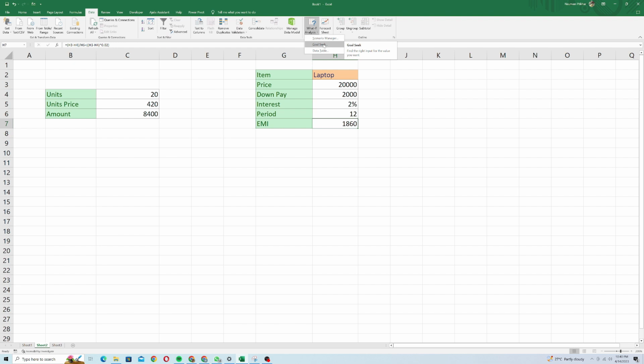Now if we want to change the periods, we can do so by just going back to the goal seek function, setting the value to 1500, and changing this period amount. If I click on OK, now you can see that I can get this laptop on a monthly installment of 1500 if I pay the installments for about 16 months. So if I want to keep it, I will just click on OK.